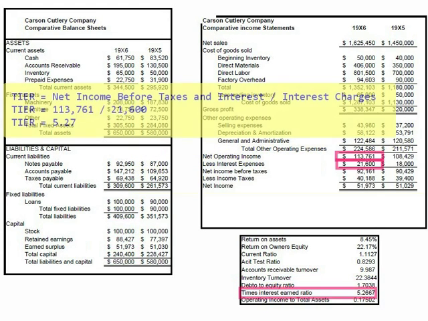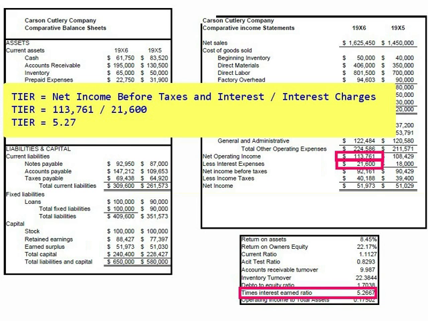Then we have the times interest earned ratio. It's the net income before taxes and interest divided by the interest charges, and that means our capacity to pay the interest on the debt that we have. The numbers are 113,761 divided by 21,600. The number is 5.27, and since it's larger than 1, we can pay our debt with no problem, at least the interest on the debt.